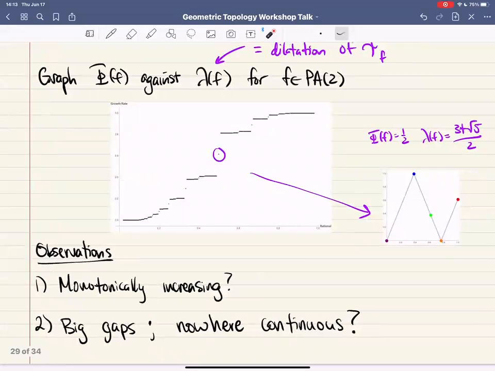Okay. So our two observations are that it appears to be monotonically increasing, and there appear to be these big gaps in the entropy or in the dilatation. So how can we understand these phenomena? Is there some explanation? And the answer is yes. The key tool comes from viewing the rational numbers as elements of the Farey tree.